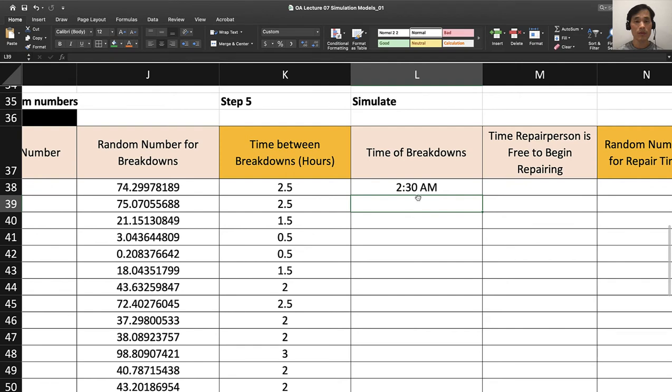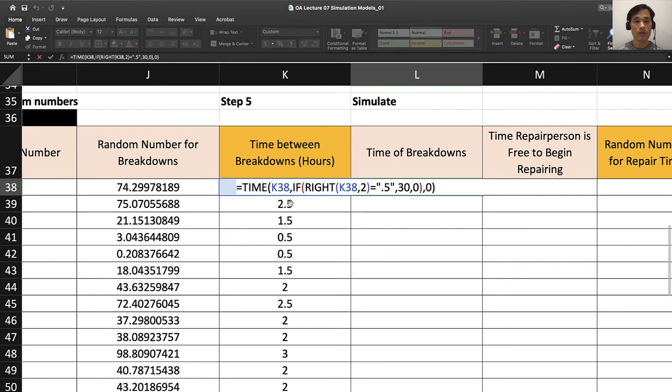So right, 2:30 a.m. comes right away because it's 2.5, so the function is working. If we have K38 only, then it's going to be only 2 a.m. However, because we have a 30 portion, or 0.5 portion, I want to tease it out by using the RIGHT function on K38, and then bring out 2 digits of that value from the right, 1, 2, that is .5.